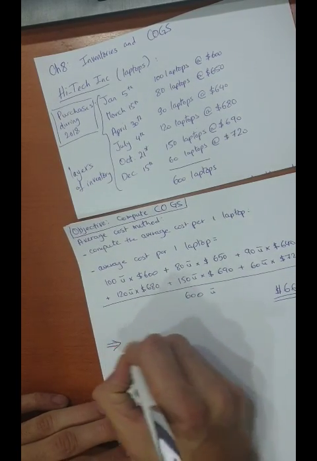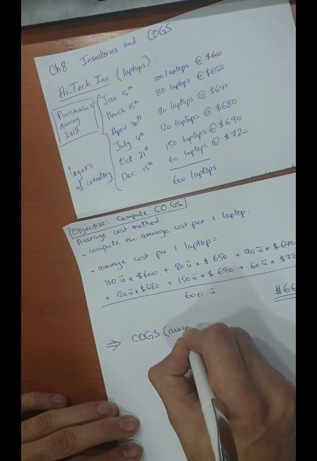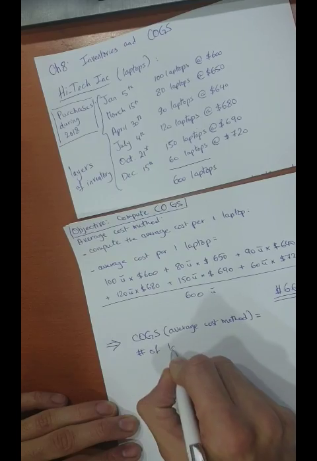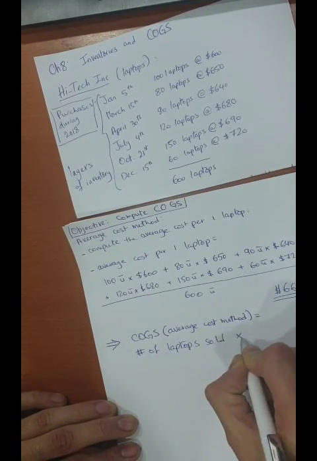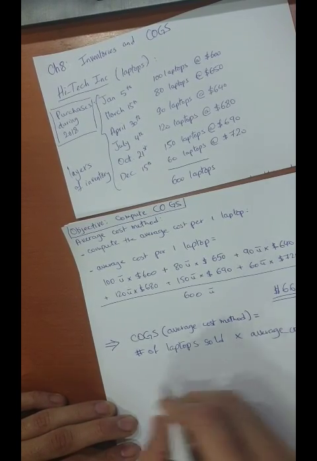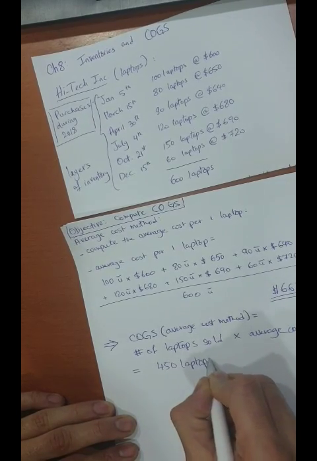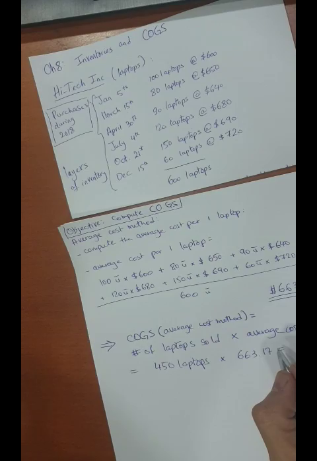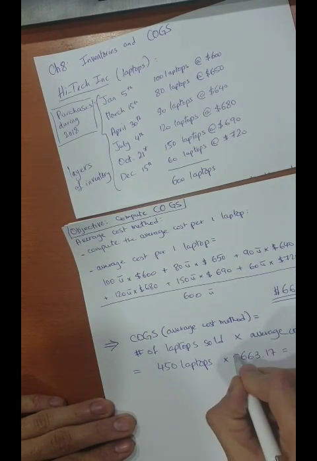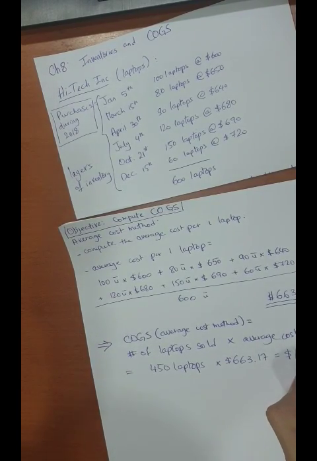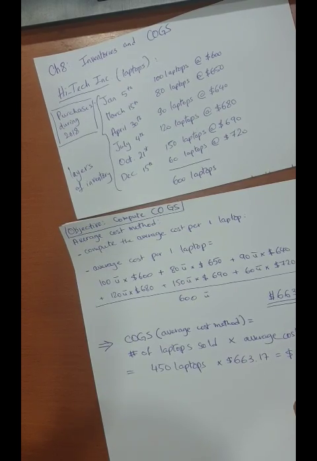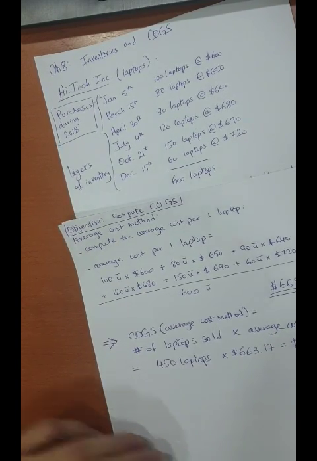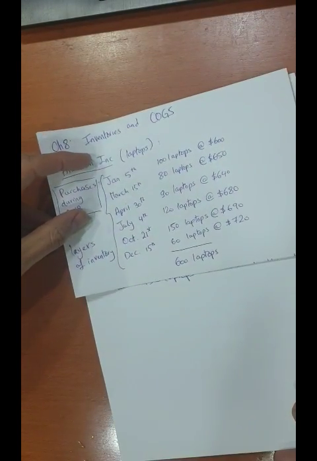So accordingly, the cost of goods sold using the average cost method is equal to the number of laptops sold multiplied by the average cost. So 450 laptops multiplied by 663.17, and this is equal to, this is dollars again, 298,425 dollars. So the cost of goods sold using the average cost method is equal to 298,425. Now, this is using the average cost method.